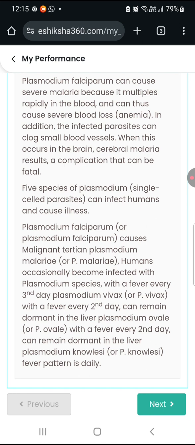Plasmodium vivax, or P. vivax, with a fever every second day, can remain dormant in the liver. Plasmodium ovale, or P. ovale, with a fever every second day, can remain dormant in the liver. Plasmodium knowlesi, or P. knowlesi, the fever pattern is daily.